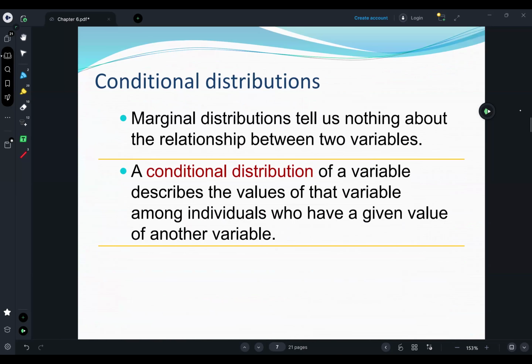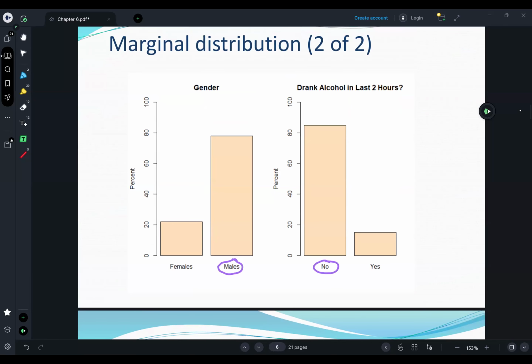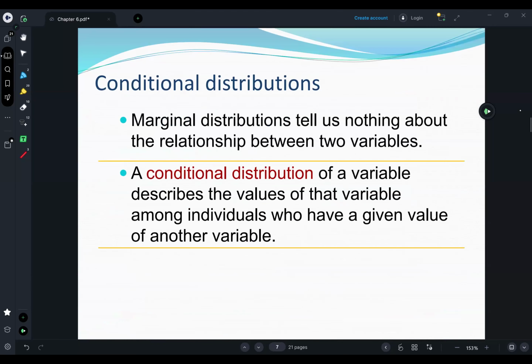So if we are just looking at one variable at a time, it makes sense that it's going to tell us nothing about the other variable. So if we're just looking at gender, we know nothing about the survey question. Likewise, if we're just looking at the plot on the right, it tells us nothing about the gender question. So marginal distributions literally are just separating those two variables and studying them one at a time.